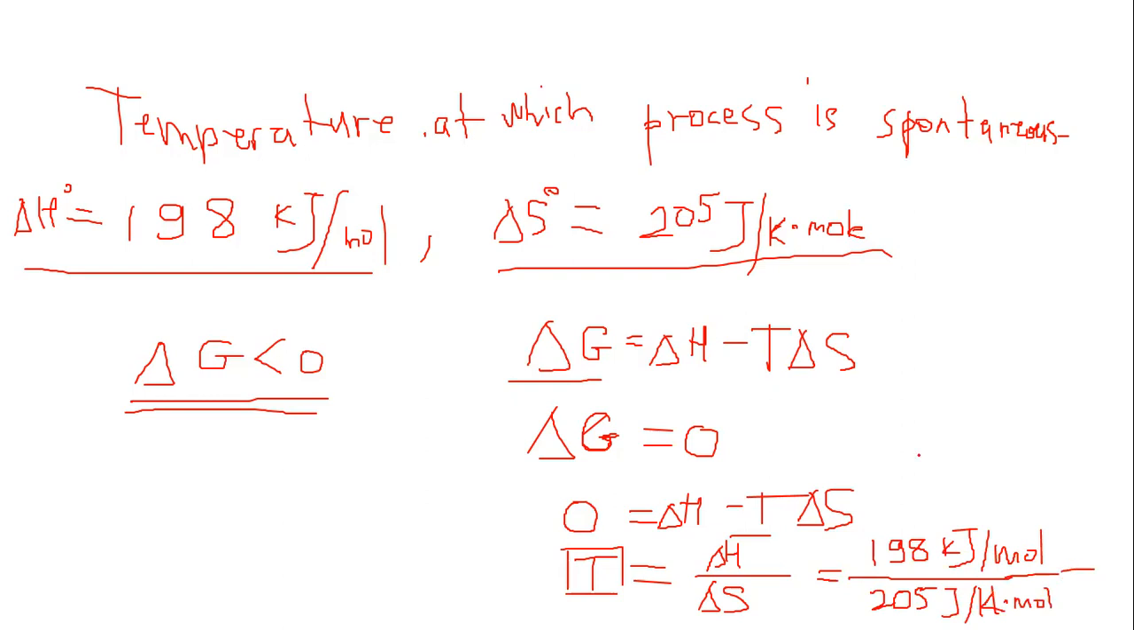So calculate this one. 0.965. What is the unit? Kilojoule per mole. Yeah. Doctor, we must convert the unit of delta S.